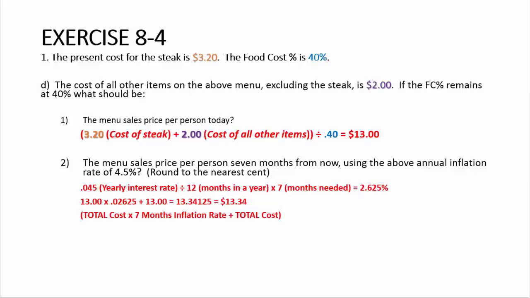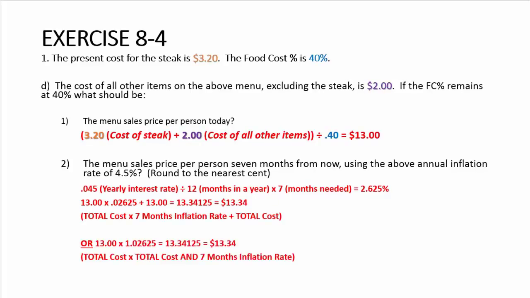We need to add that to our current selling price of $13. So again, $13 times decimal 0.02625, the decimal equivalent of 2.625%, plus the $13, rounded off to the nearest cent, our new sales price becomes $13.34. Or the one step shorter way, the selling price of $13 times 1.02625. And again, it gets us there in one step, and we get the same answer. So without inflation, our selling price would be $13. If we factor in 7 months worth of inflation, the price jumps to $13.34.